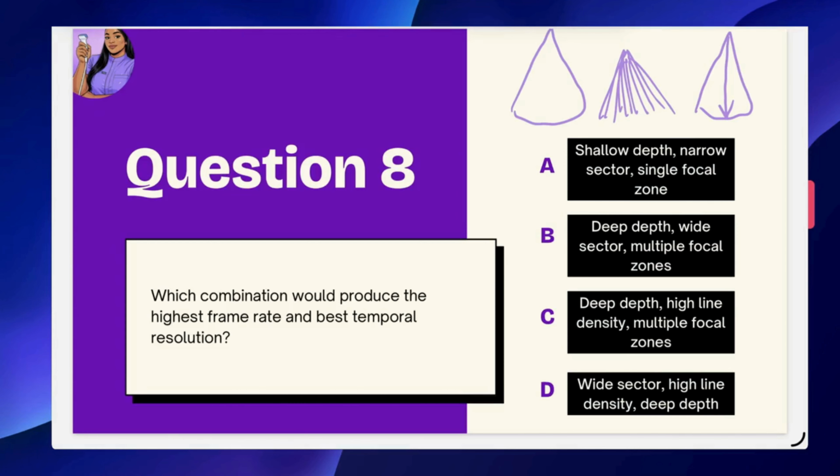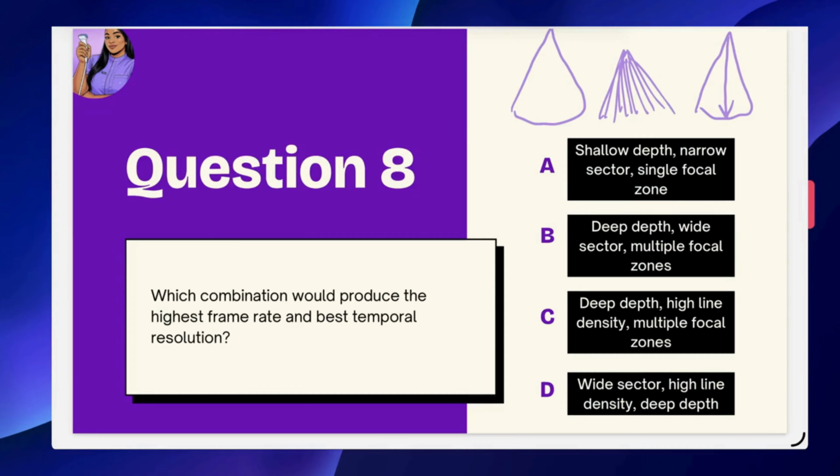All right, every time the system has to send out more pulses, whether that's through increasing the depth or widening your sector, it needs more information, right? So the more information it has to process, it's going to take a long time to build one frame. The problem with that is that's going to lower our frame rate and make temporal resolution worse. Okay, so we don't want that. This question is asking which combination would give us the best temporal resolution. So in that case, we want the opposite of this, basically, okay? We don't want a wide sector, we don't want high line density, and we definitely don't want deep depth. So right away, you should be able to eliminate the other choices based on those things, right?